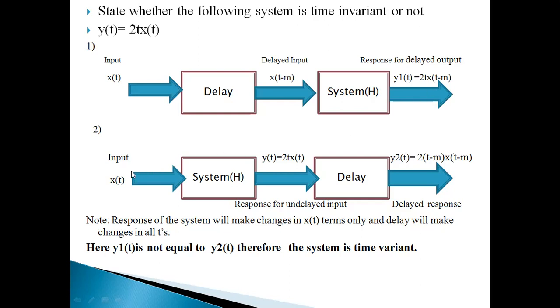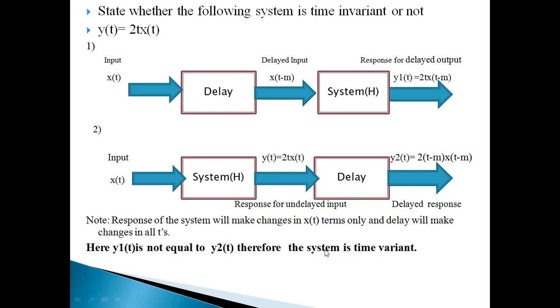Now, next step is we have to apply the input x(t) first to the system. If we apply x(t) to the system, it will give the response y(t), and it is equal to 2t x(t). And that 2t x(t), we have to apply to the delay block so that we will get y2(t). So y2(t) is equal to 2(t minus m) x(t minus m). We can say that it is the delayed response. Now if we compare y1(t) and y2(t), we can observe that they are not equal. And as y1(t) is not equal to y2(t), therefore the system is a time variant system.